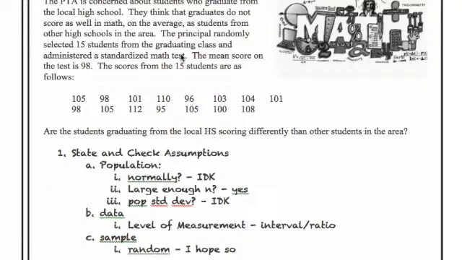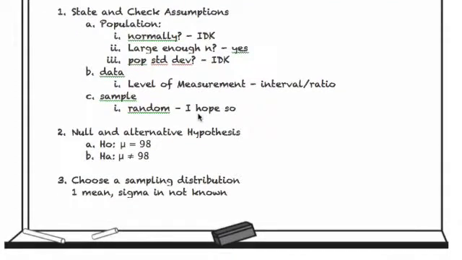Population standard deviation is something also I don't know. We have no information up here about the population standard deviation, sigma. We're given mu, 98. We're given the scores of a sample, but we're not told what the population standard deviation is. Back to our assumptions, our level of measurement is, we're assuming, going to be interval or ratio. These are test scores. In our sample, we certainly hope that we have a random sample. Now, these are our three assumption classes.